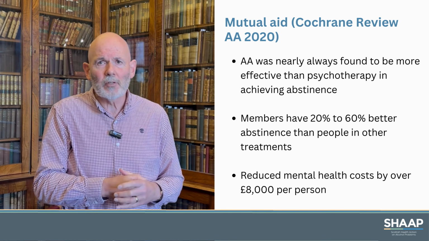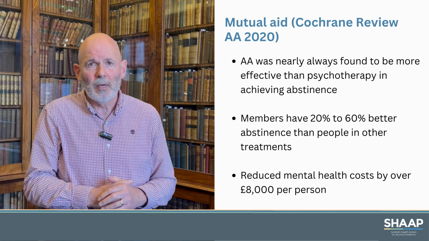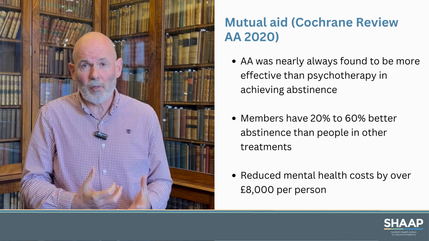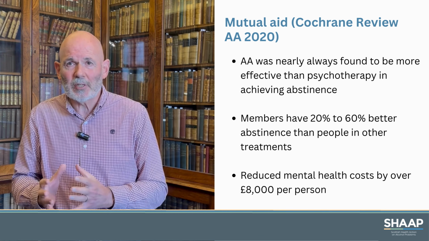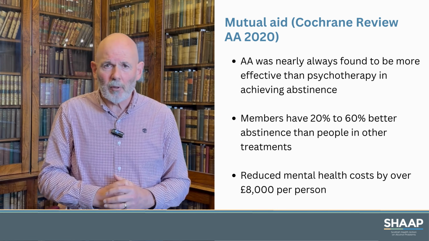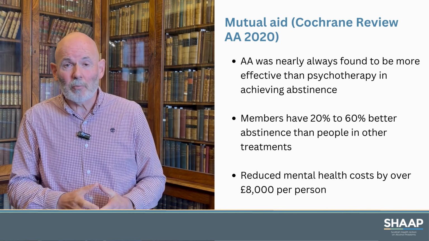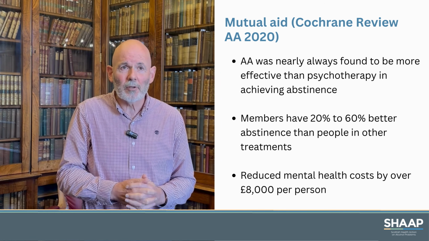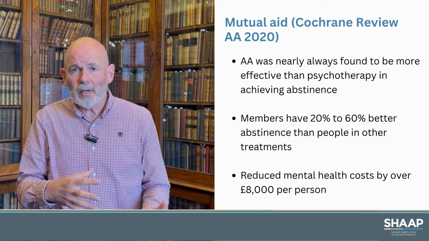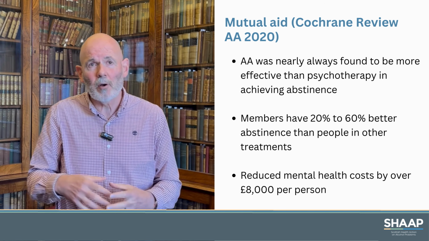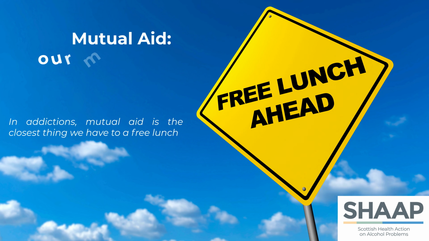2020, and it found that Alcoholics Anonymous was nearly always found to be more effective than psychotherapy in achieving abstinence. That includes things like cognitive behavioural therapy, which we know is effective. And members of Alcoholics Anonymous had a 20 to 60% better abstinence rate than people in other sorts of treatments. And not only that, Alcoholics Anonymous membership was associated with reduced mental health costs of around £8,300 per person. And if you add into that savings from criminal justice costs and from physical health costs, we're looking at significant savings.